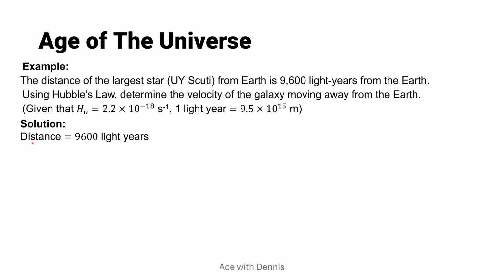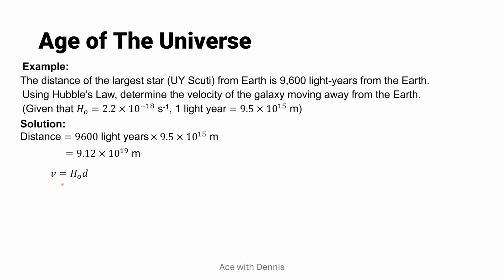So what we need to do is calculate the distance given in light years. We have to convert it into meters. So 9,600 light years we multiply with 9.5 times 10 to the power of 15 meters, because 1 light year is equal to this amount. When we calculate everything, we get 9.12 times 10 to the power of 19 meters.